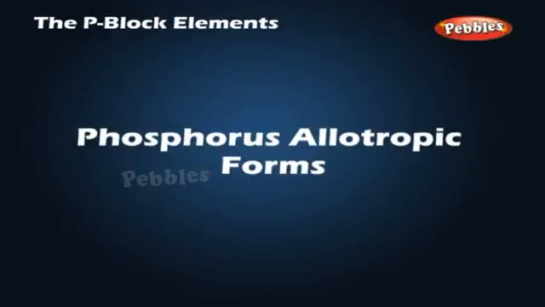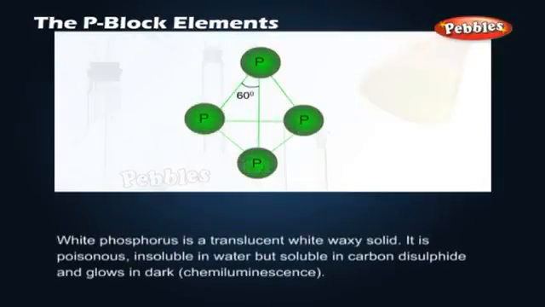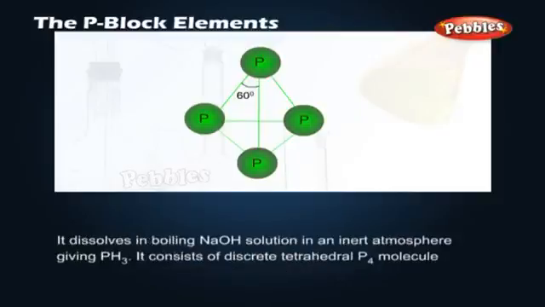Phosphorus allotropic forms. White phosphorus is a translucent white waxy solid. It is poisonous, insoluble in water, but soluble in carbon disulfide and glows in the dark. It dissolves in boiling NaOH solution in an inert atmosphere giving PH3. It consists of discrete tetrahedral P4 molecules.